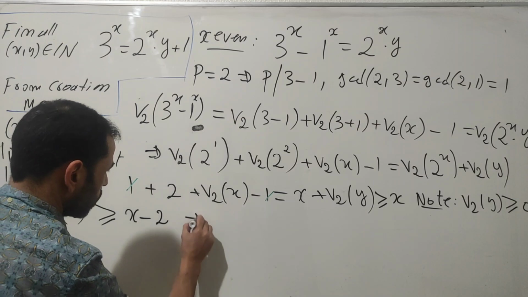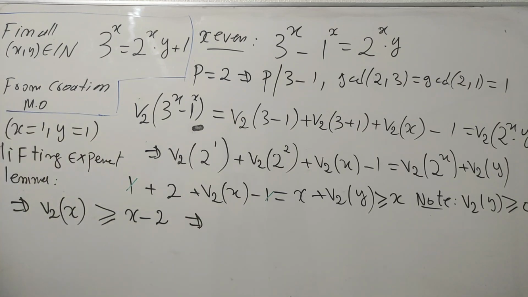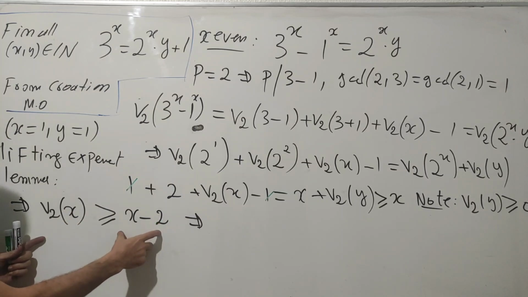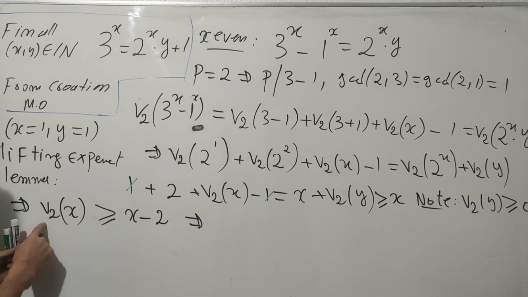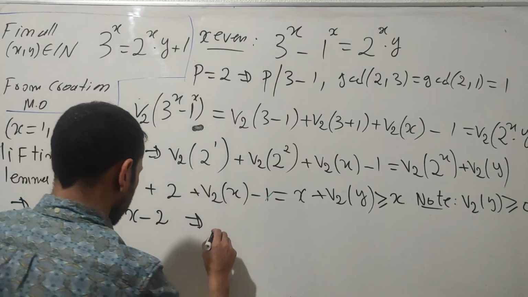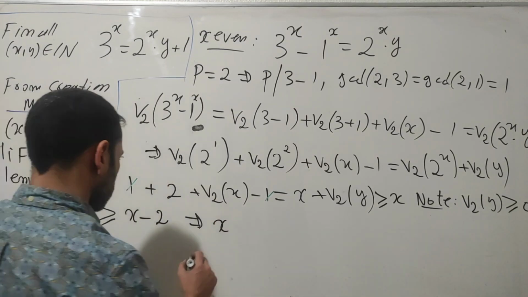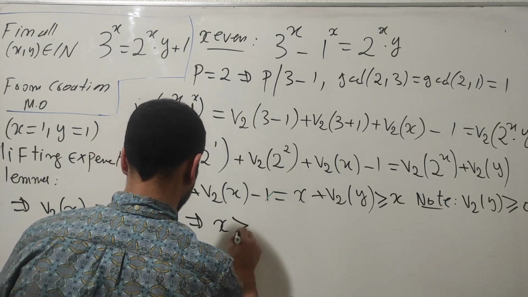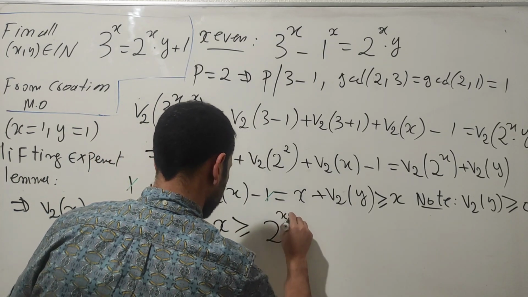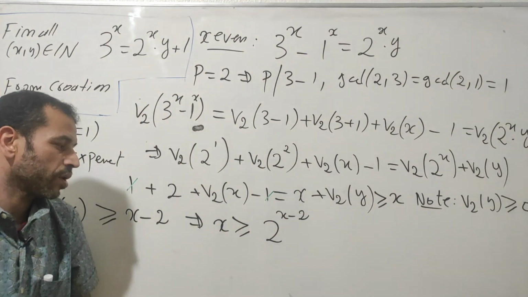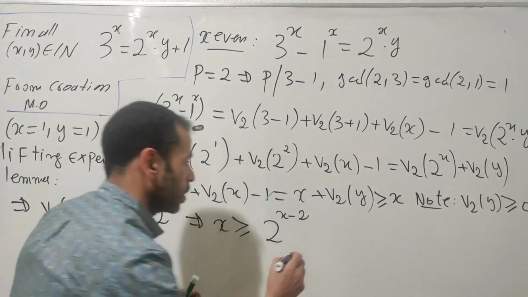I'm going to apply the left-hand exponent rule. If I take this x out of this one, it is going to be raised to the exponent with base number 2, as the prime that we have chosen. Okay, so we get x is greater than or equal to 2 to the x minus 2.